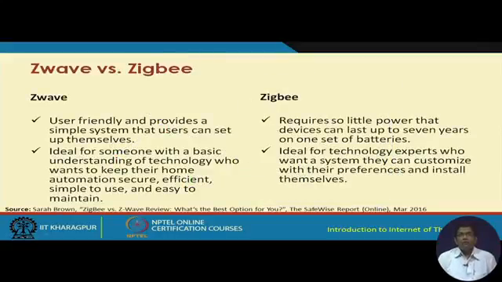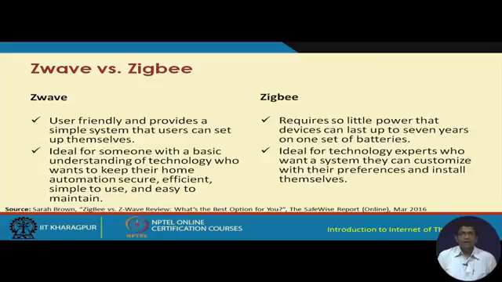Z-Wave and ZigBee, how do they compare? Z-Wave is user friendly, it provides a simple system that users can set up themselves. On the other hand, ZigBee requires so little power that devices can last up to 7 years on a single set of batteries. Z-Wave is ideal for someone with a basic understanding of technology who wants to keep their home automation secure, efficient, simple and easy to maintain.